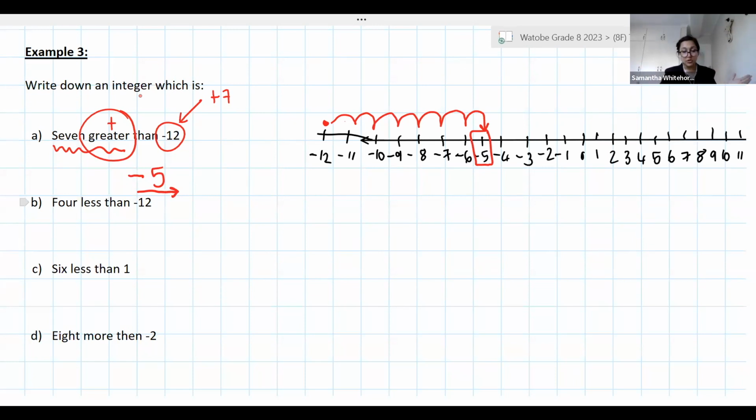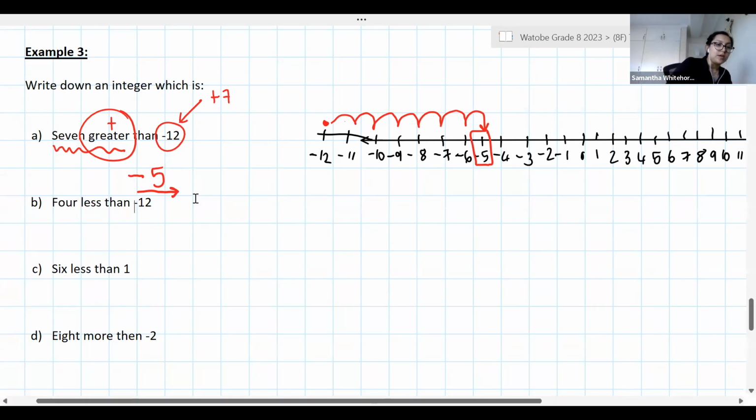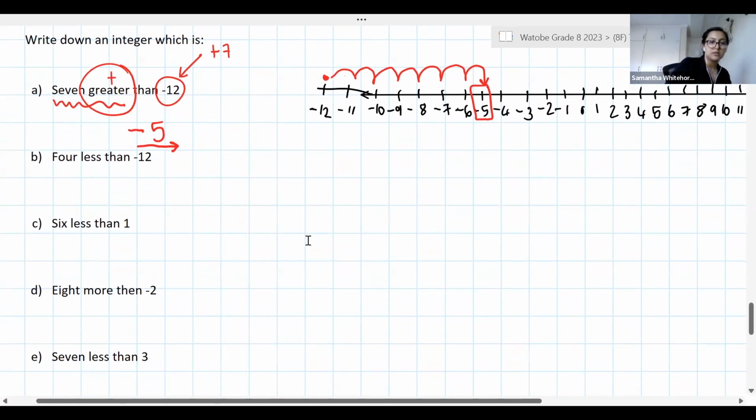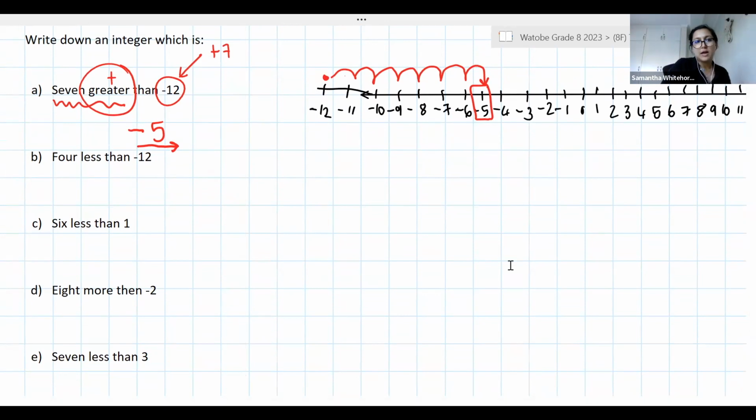We can use our number line if you want to. A number line is a useful tool, but you do not have to use it to figure out which integer we're talking about. I don't know if you can see all of them. I don't think so. I want you to try B, C, and D for me. Use your number line if you need to.